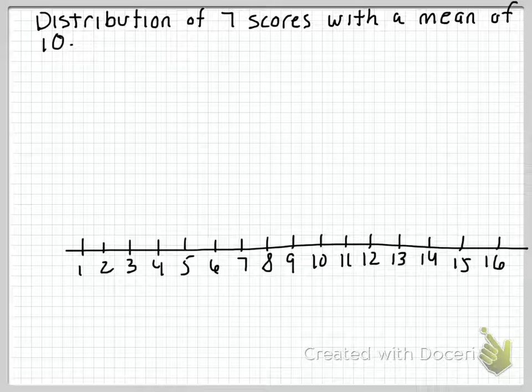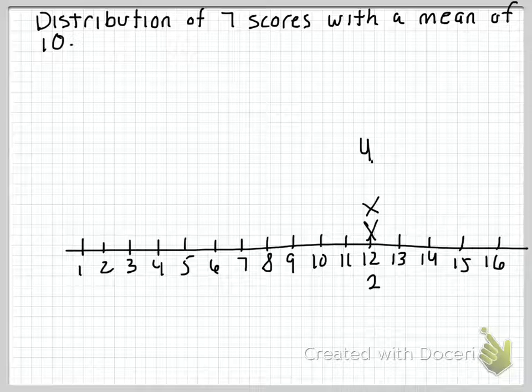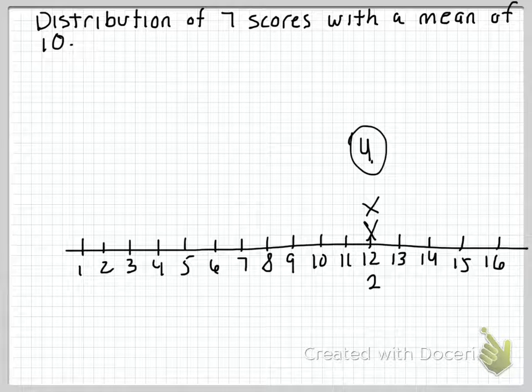So there are other ways to do this as well. I could just as easily start with 2 scores above the mean. Let's say that I put 2 scores at 12. 12 has a deviation of 2, because it is 2 above the mean. And I have 2 of those. My total deviations above the mean are equal to 4. So I also need to have 4 below the mean.